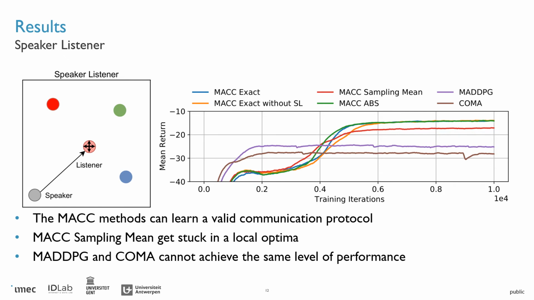target landmark. If we look at the results, we can see that the MAC methods are able to learn a valid communication protocol. However, we also see that the MAC sampling mean gets stuck in a local optimum. We can also see that the MADDPG and COMA methods are not able to achieve the same level of performance as the MAC methods. This is caused by the critic not being able to properly evaluate the messages due to the non-stationarity of the communication environment.